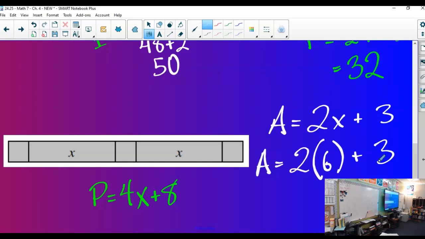This is a participation sort of thing. Guys, the only way to know if you know how to do it is to try it. So when we substitute, that's the fancy math word.